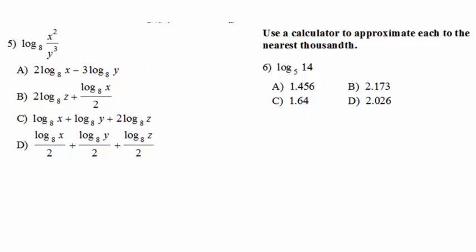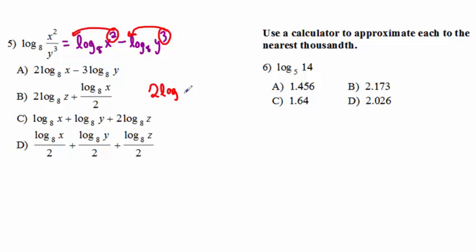Number 5, still expanding. This time we're dividing, so this is going to split into subtraction. So log base 8 of x squared minus log base 8 of y cubed. Then I take the exponents and I move them in front of my logarithms. So this will be 2 log 8 of x minus 3 log 8 of y, which is answer A.